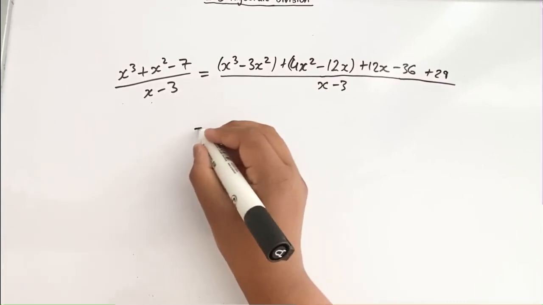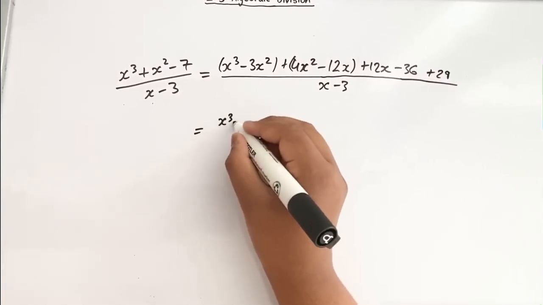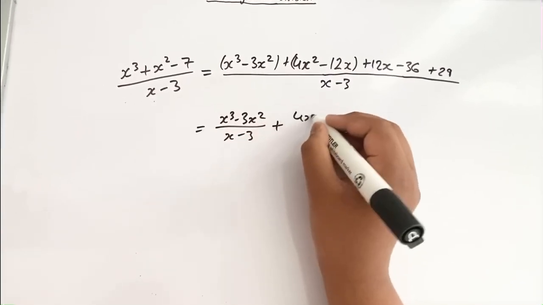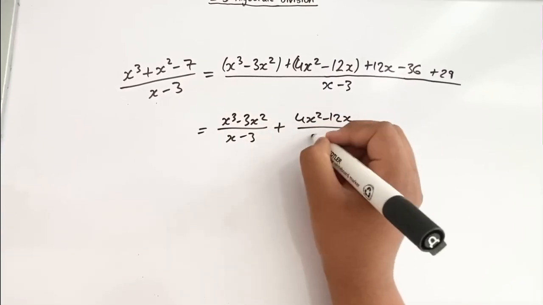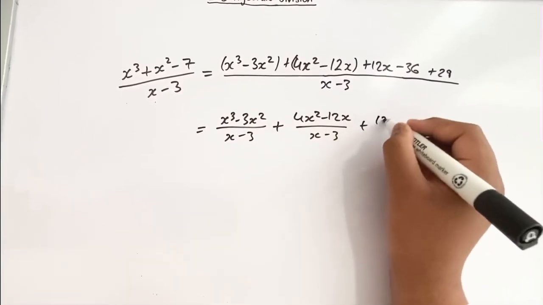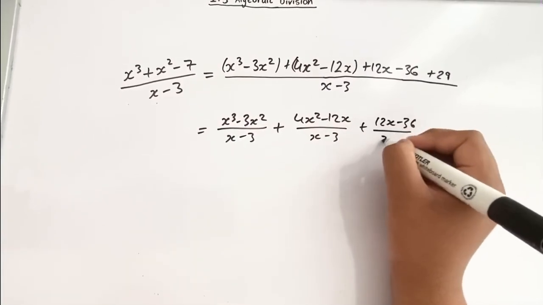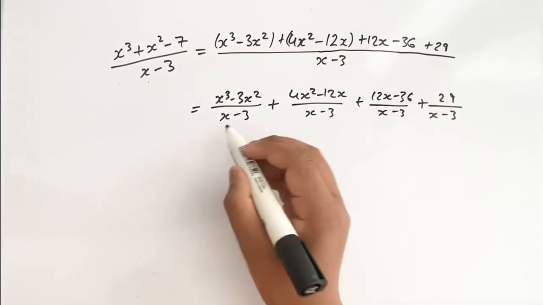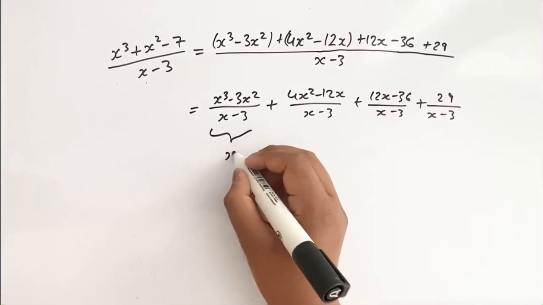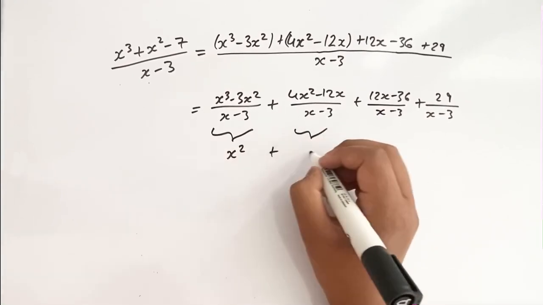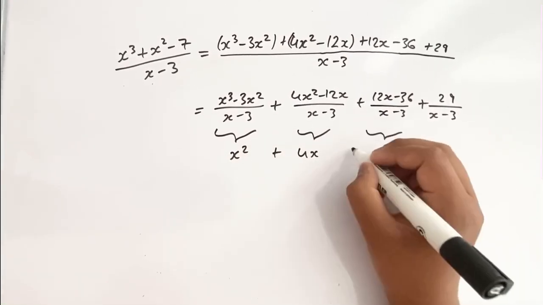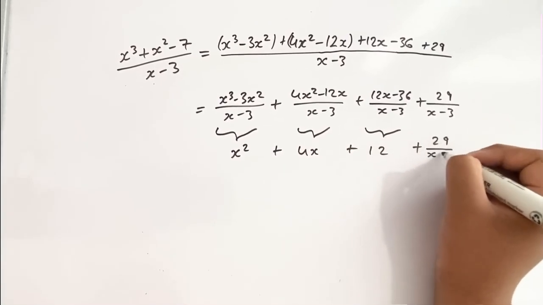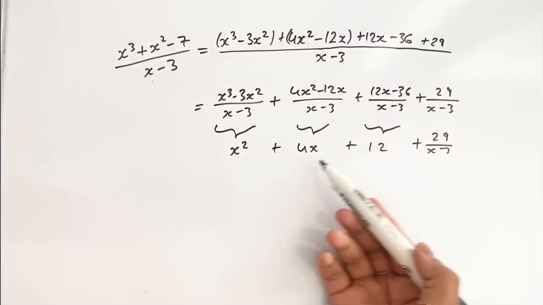And then we can break it apart into (x cubed minus 3x squared) over (x minus 3) plus (4x squared minus 12x) over (x minus 3) plus (12x minus 36) over (x minus 3) plus 29 over (x minus 3). This will simplify to x squared. This will simplify to 4x. This will simplify to 12. And this stays as it is. And it gives us the same 1, 4, 12, and 29.